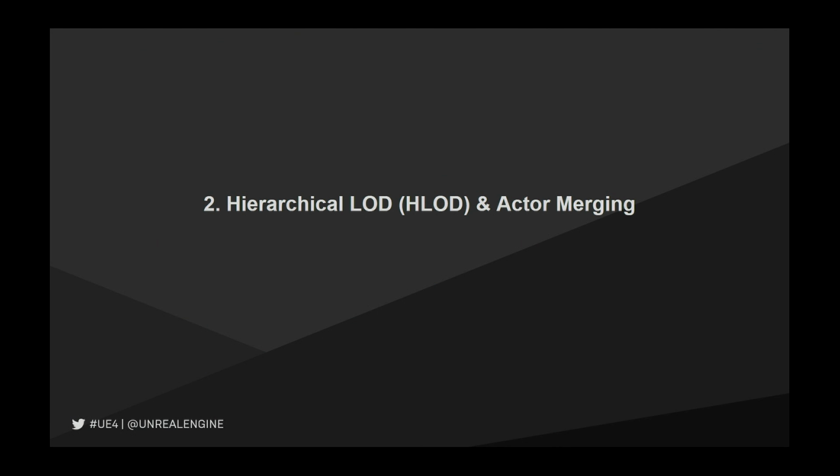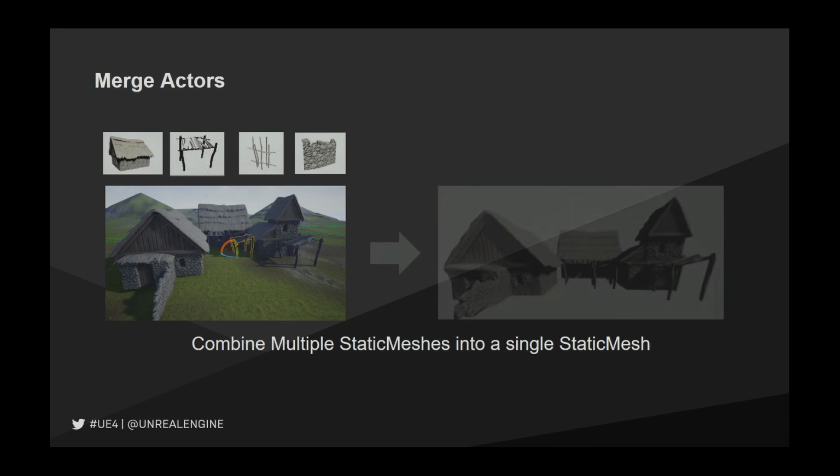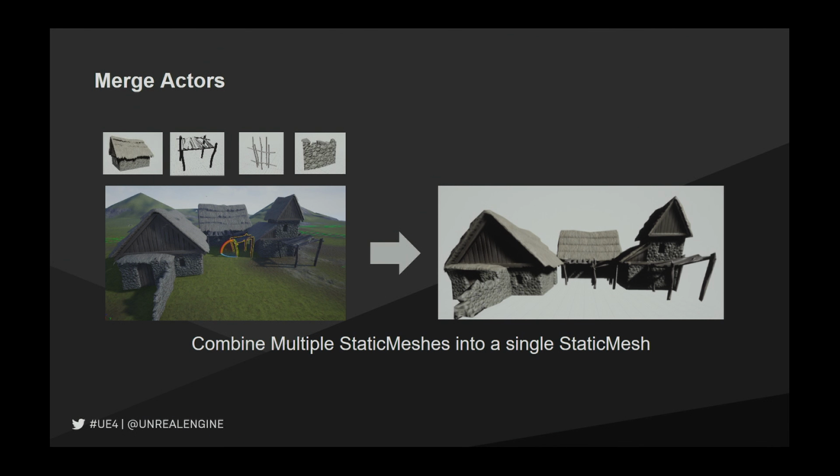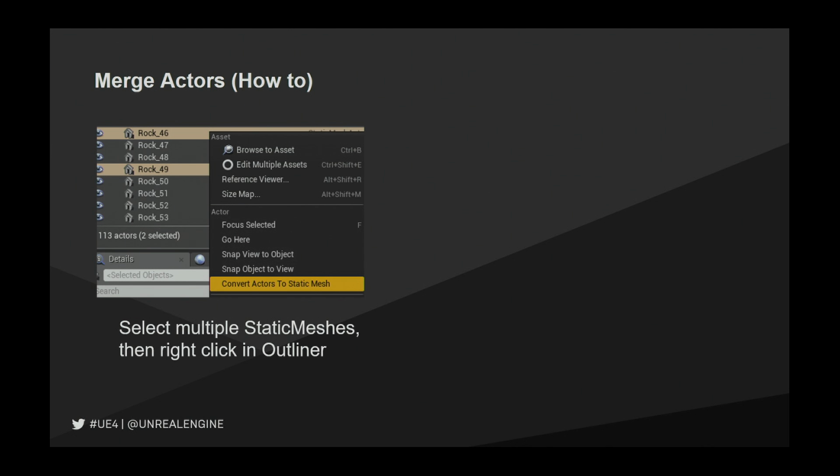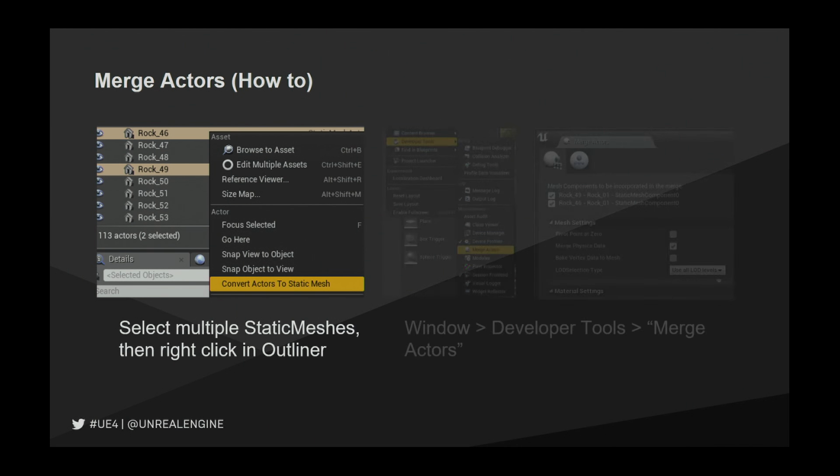Next, hierarchical LODs and merging actors. Merging actors is just taking a bunch of separate static meshes in the scene and combining them together into one mesh. It's easy to merge actors in the editor. You just select multiple actors, right-click in the world outliner, and choose merge.